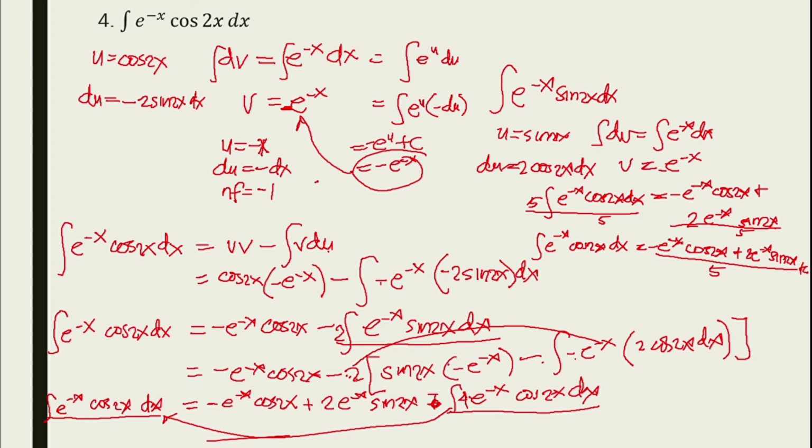Okay, so we have to extract the common factor, which is e raised to negative x. So therefore we have here the integral of e raised to negative x cos 2x dx is equal to e raised to negative x, this is negative, okay, so this is negative e raised to 2x.